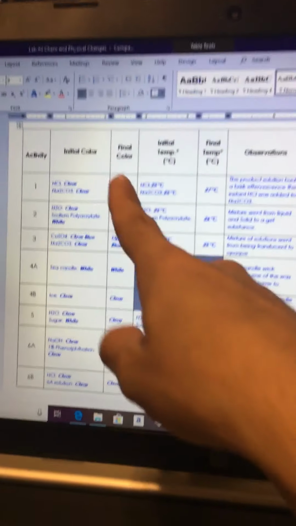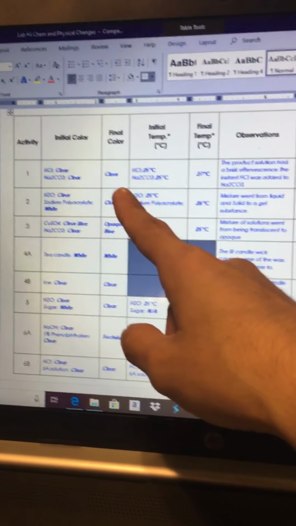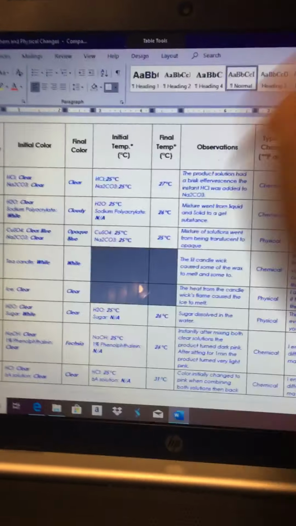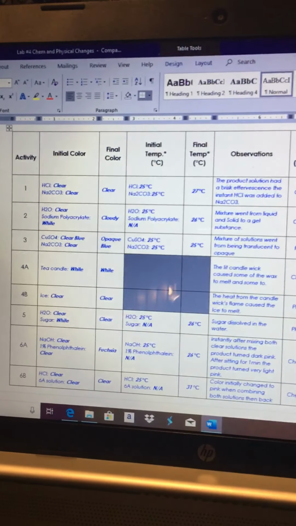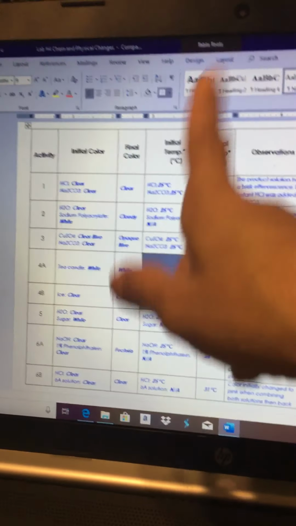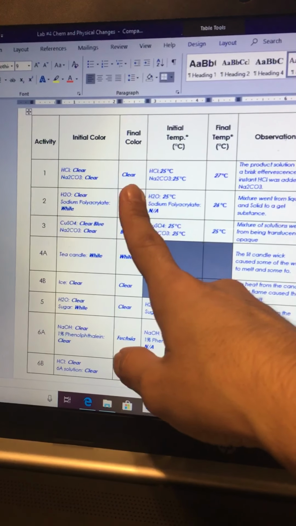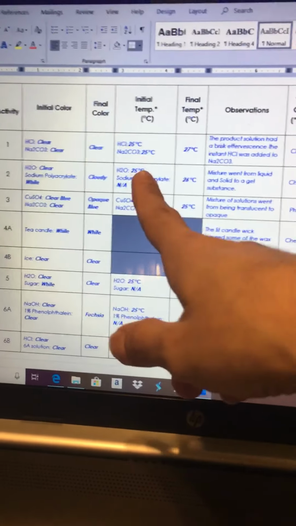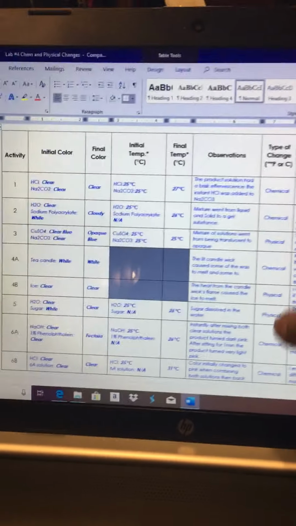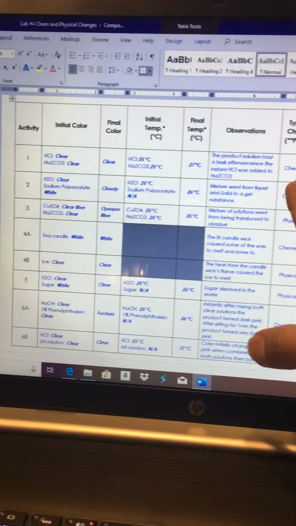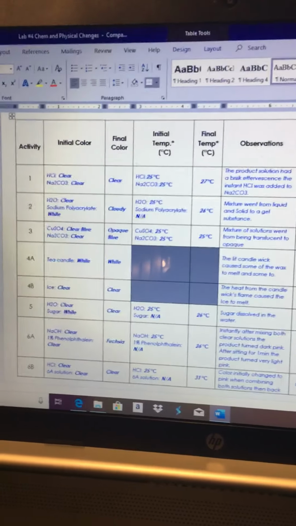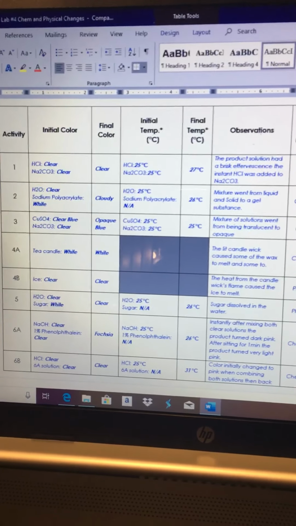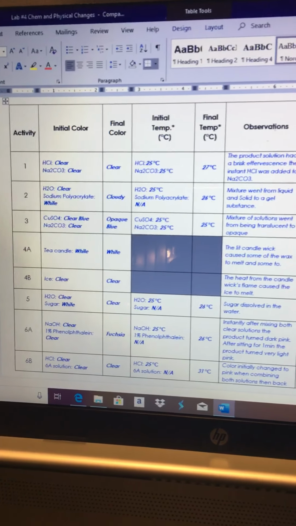For the first activity, I mixed hydrochloric acid with sodium carbonate, and as you can tell, I have the initial color here for both, what the final color was for the product solution, and if there was a difference in the temperatures. For that, I said that this was a chemical change, and I'll go more into depth in the next video as to why. For the second activity, I mixed water and sodium polyacrylate, and same thing.